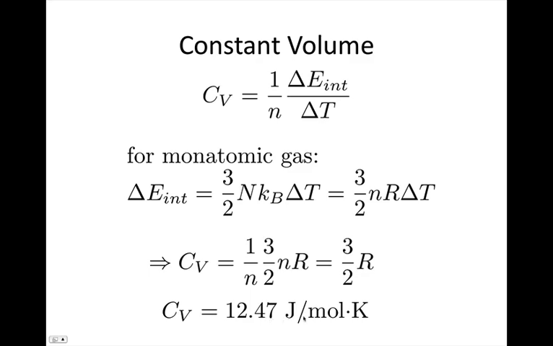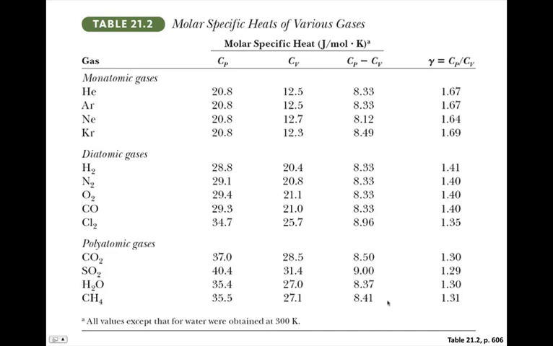Now we can actually check this against experimental data because it's possible to measure how much energy we need to put into a gas to raise its temperature. So for helium we've got 12.5, which is the same as 12.47 within the significant figures. Argon also 12.5. Neon is a bit off, 12.7, and then krypton's 12.3.